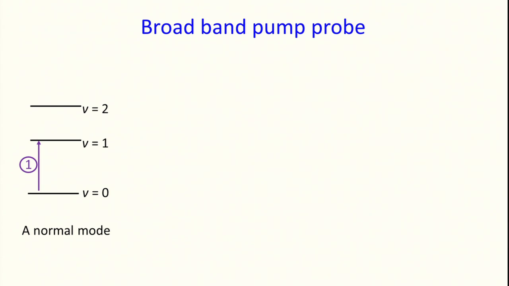If we do a pump probe experiment and if 1 is a pump, then I can probe different regions. This is the broadband pump that I am using, and what I can do is, first of all, probe the same region. What is it that we will get if we probe 2?